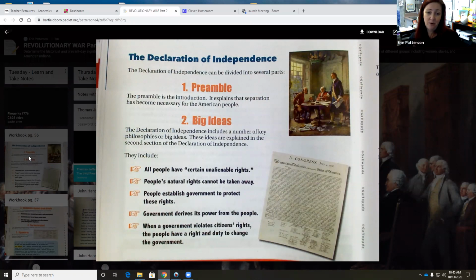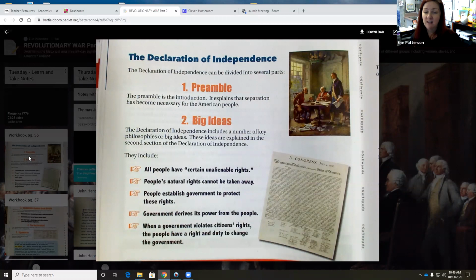And the second bullet point there says, people's natural rights cannot be taken away. People establish government to protect these rights. So they are telling in this declaration that government should be used to protect these basic natural human rights. And governments also get their power from the people in the country. The government should be working for the people for them to have their rights.